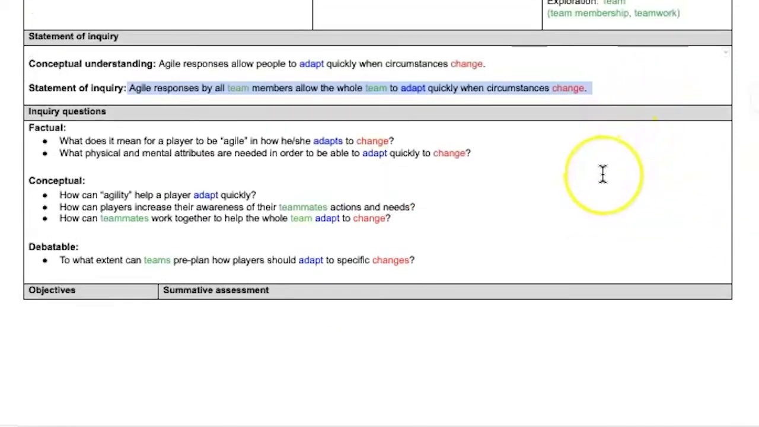Then we come down to the inquiry questions. Remember that they are drawn from and inspired by that statement of inquiry. So we're going to be looking for all three elements, the key concept, the related concept, and the global context exploration somewhere in these inquiry questions. So they come up with 2 factual questions. And I'll just let you read those. 3 conceptual questions. And a debatable question.